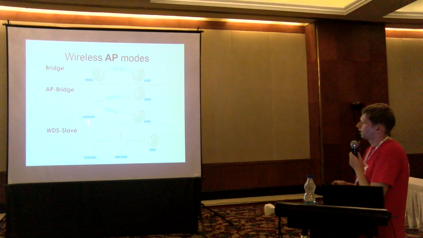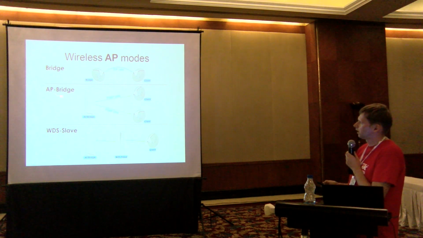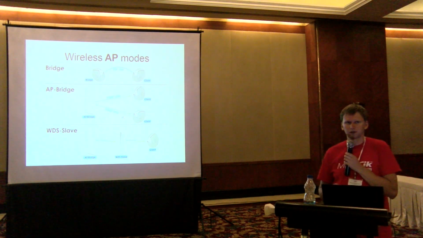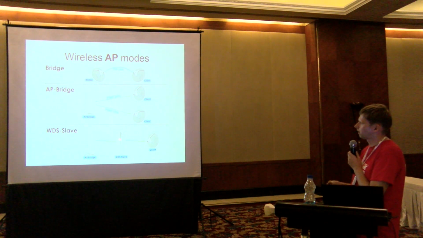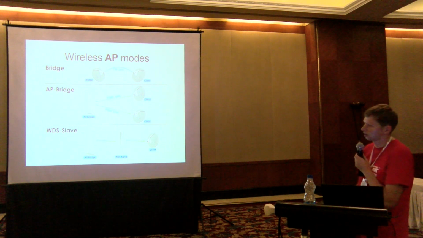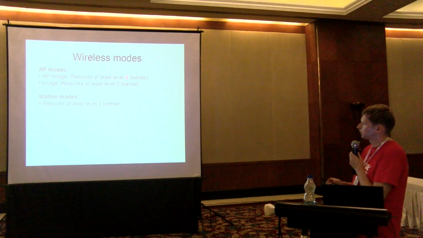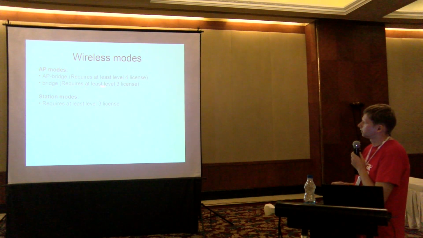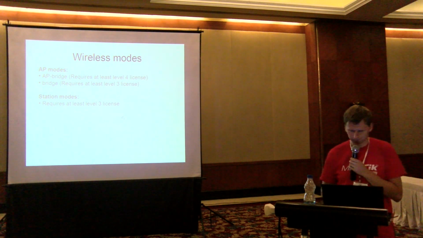So if you have an access point and you want to connect more clients, you need the level 4 license. And for that, you need AP bridge mode. And if you want to interconnect multiple access points, like make a kind of mesh network, you can have a WDS slave mode. You have a master AP and you have WDS slave, and then you have clients that are interconnecting to that. So as I told you, the requirement for AP is level 4, and for just bridging, it's level 3. And for station, the only requirement is level 3.